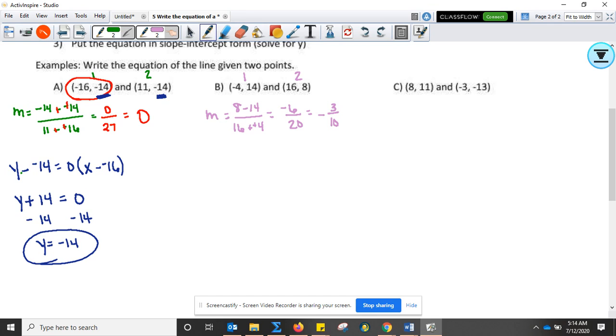Now choose an ordered pair. Either ordered pair, does not matter. Okay, I'm just going to choose this first one. So I have y minus 14 equals negative 3/10 x minus negative 4. All right, so I'm going to distribute that negative 3/10, and I get y minus 14 equals negative 3/10 x minus 12/10.